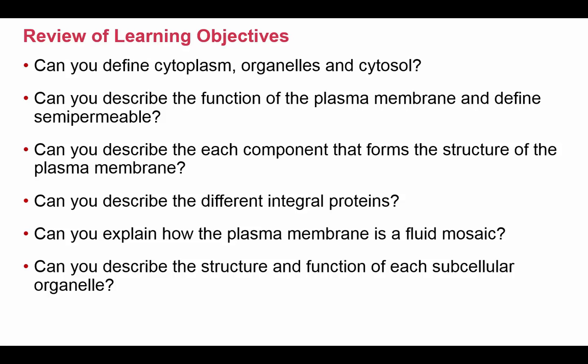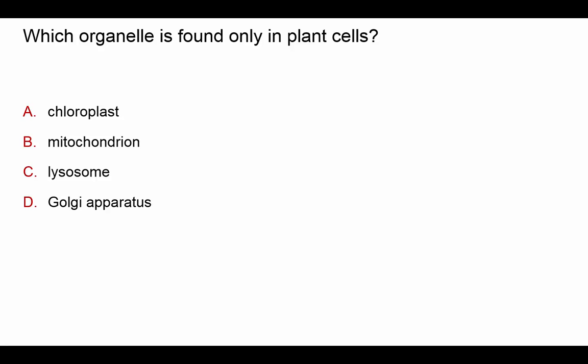So for this section, these are the objectives that we covered, and so just a really quick check: which organelle is found only in plants? Is it chloroplast, mitochondrion, lysosome, or Golgi apparatus? I would hope you would pick chloroplast.